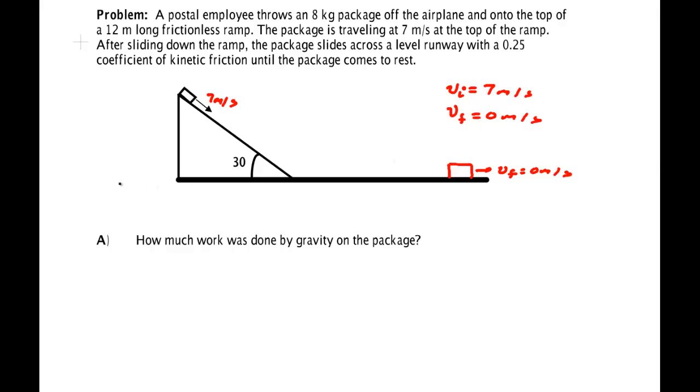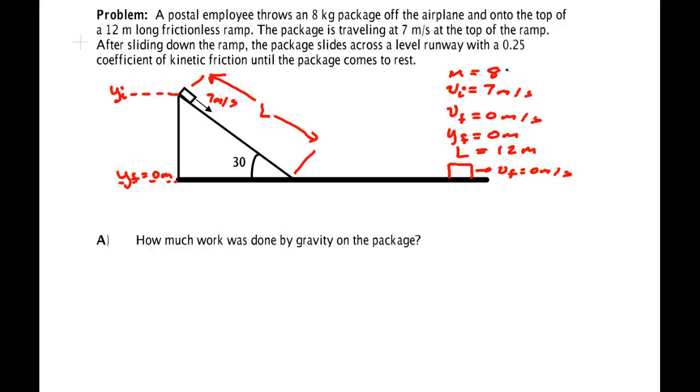I can set my y-axis 0 point anywhere. I'm going to set it here. And that means I'm going to set this thing to be my initial y. This ramp's length, which we'll call L, of course is related to y, so y final is 0 meters, L is 12 meters, mass is 8 kilograms, and mu is 0.25. And if we've done a good job, we know that, by the way, all the friction occurs here. There is no friction there.